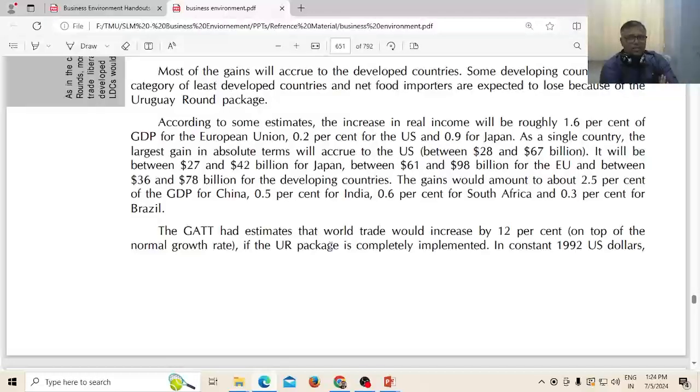According to some estimates, the increase in real income will be roughly 1.6% of GDP for the European Union, 0.2% for the US and 0.9% for Japan. As a single country, the largest gain in absolute terms will accrue to the US, between 27 billion US dollars and 42 billion US dollars for Japan, between 61 billion and 98 billion US dollars for the European Union, and between 36 billion and 78 billion for the developing countries. 0.6% for South Africa and 0.3% for Brazil.